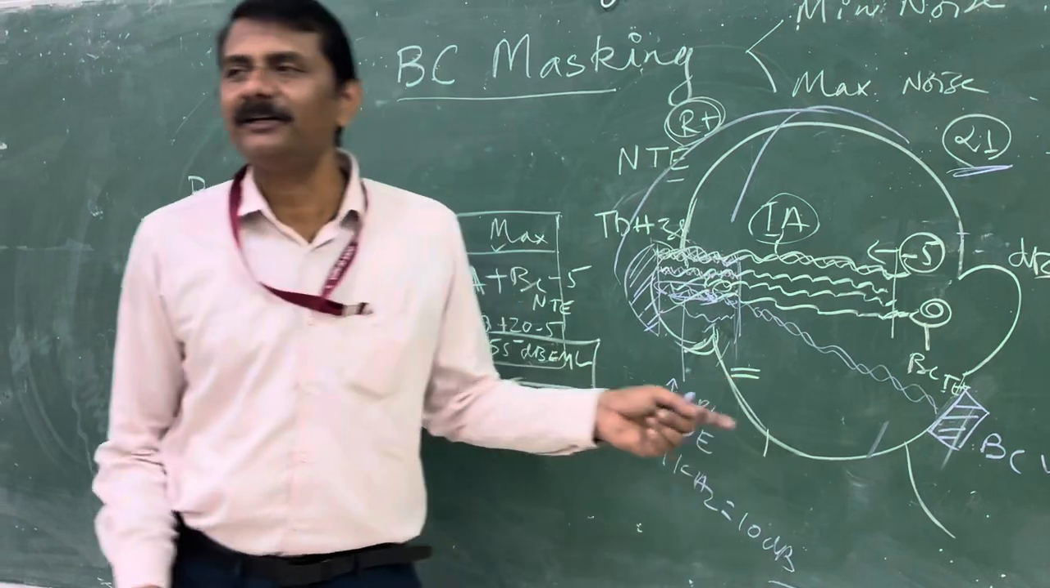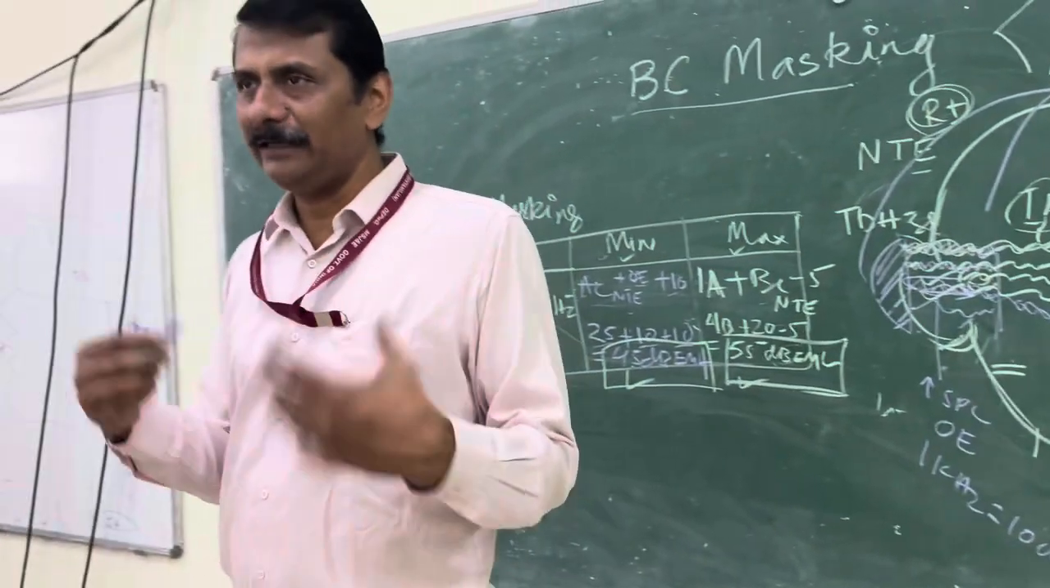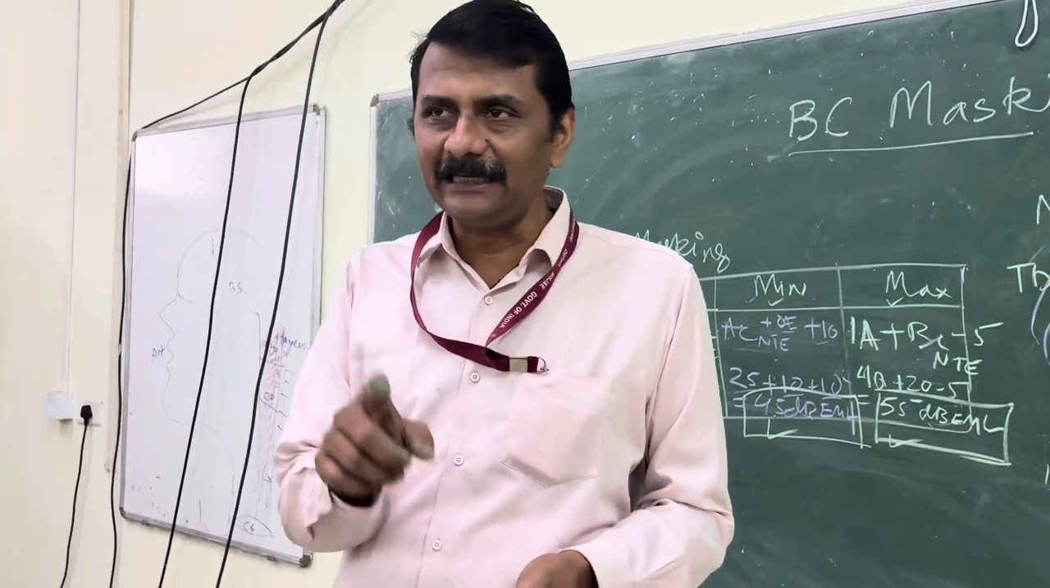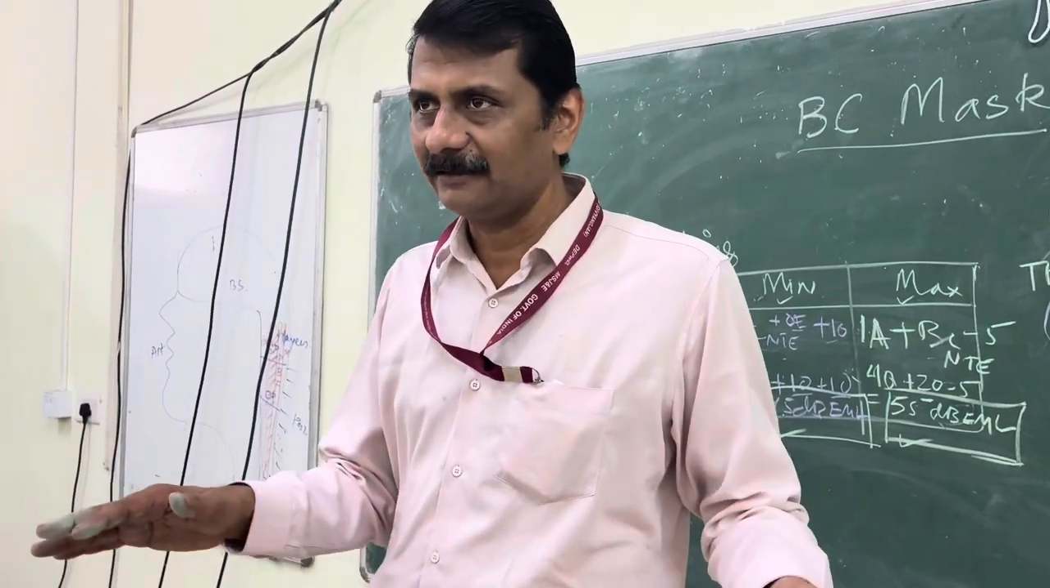So this is the maximum masking noise and this is the minimum masking noise, 45 dB and 55 dB. Understood? So this is how you find the minimum and the maximum masking noise for BC masking. Clear? Thank you.